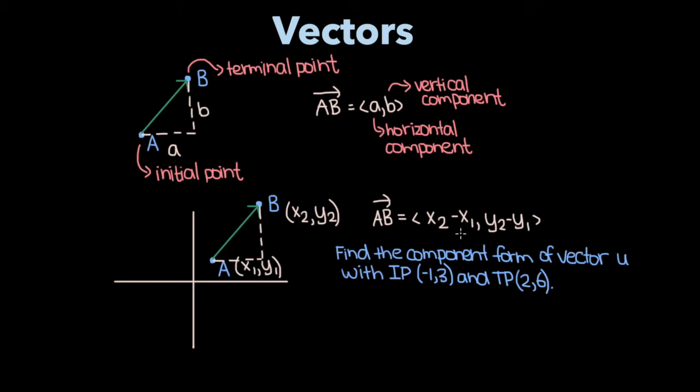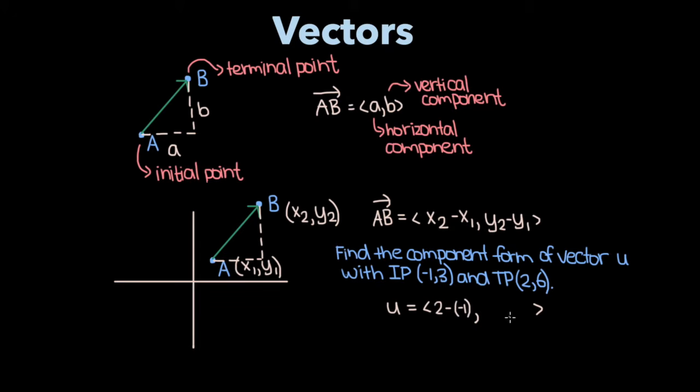Based on that information, let's do the following problem. Find the component form of vector u with initial point -1, 3 and terminal point 2, 6. So I'm just abbreviating initial point and terminal point as IP and TP. So this vector u is going to have two components, right? The horizontal component of vector u is going to be the x-coordinate of the terminal point, x2, minus the x-coordinate of the initial point, -1. So that's 2 minus -1.